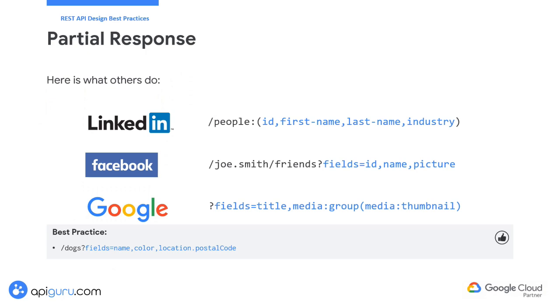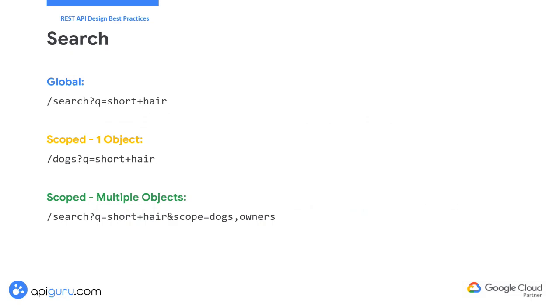Next, let's discuss partial responses. Organizations implement different strategies to request partial responses. We recommend using the field parameter with a comma-separated list of field names as its values to return a partial response effectively. This approach provides clarity and flexibility in the data returned. Let's move on with the search queries.